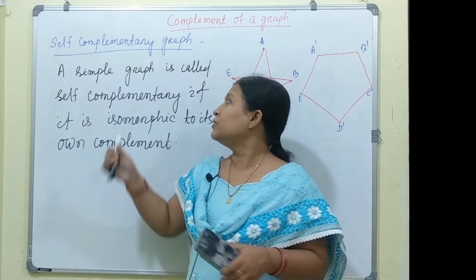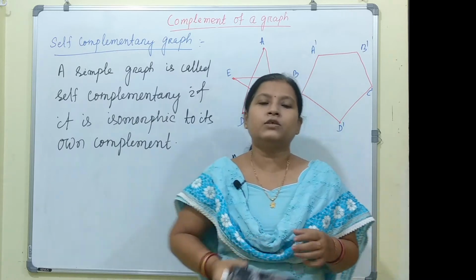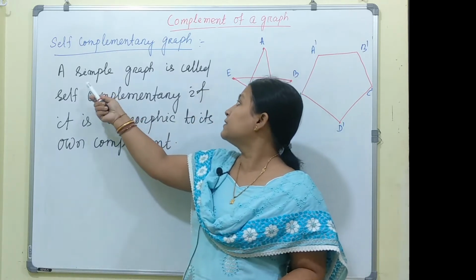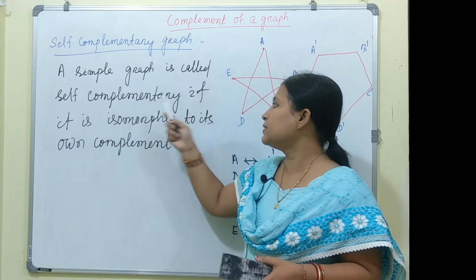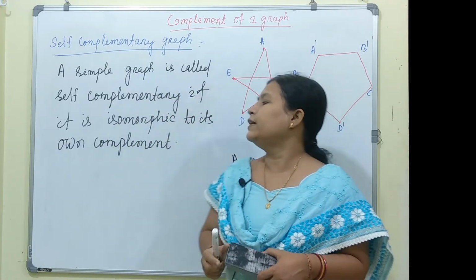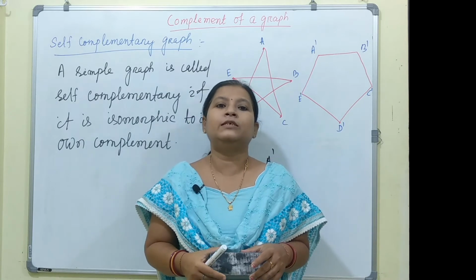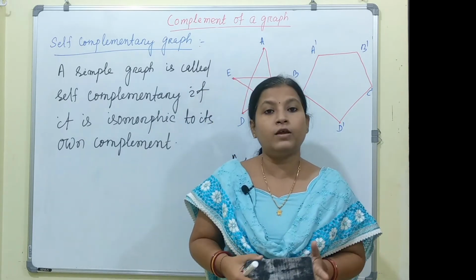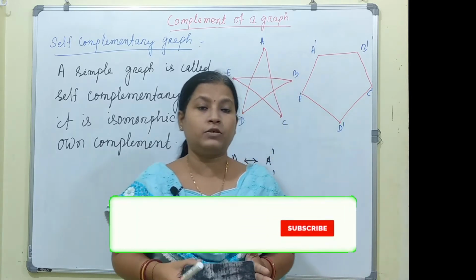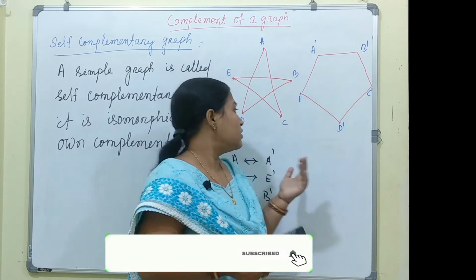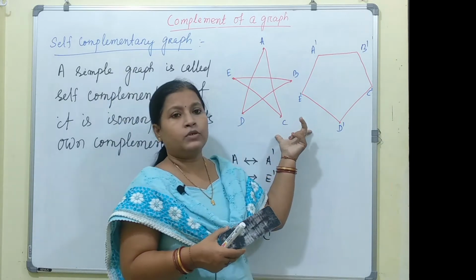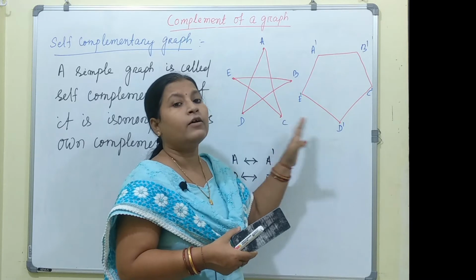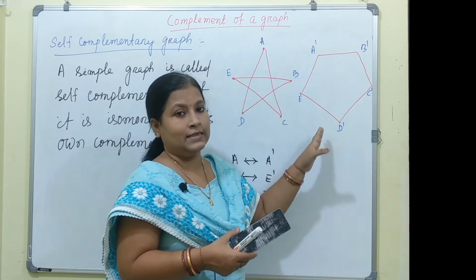Now come to the self-complementary graph. A self-complementary graph is a simple graph first. A simple graph is called a self-complementary graph if it is isomorphic to its own complement. We have already discussed isomorphic graphs. What are isomorphic graphs? In isomorphic graphs we have a correspondence between the vertex sets and a correspondence between the edge sets.